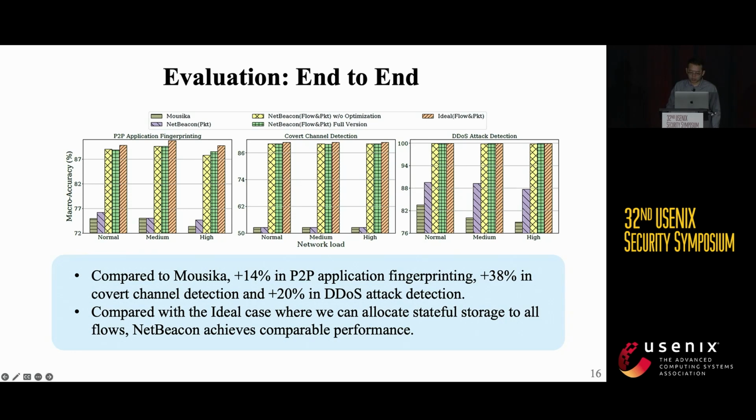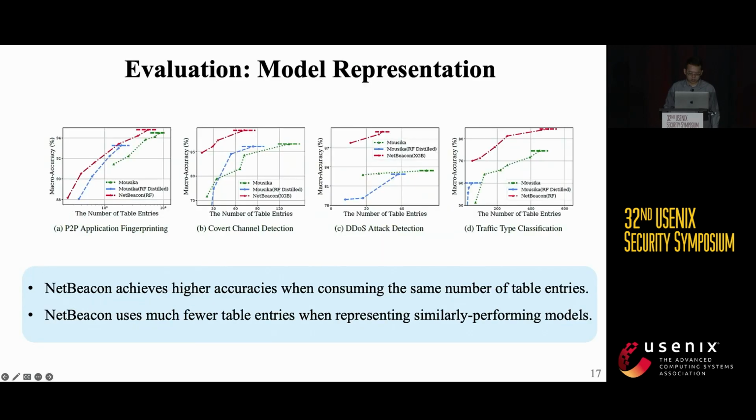In the experiments, compared to Mosaic, NetBeacon has a significant accuracy improvement: 15% in P2P application fingerprinting, 38% in covert channel detection, and 20% in DDoS attack detection. Compared with the ideal case, where we can allocate stateful storage to all flows, NetBeacon achieves comparable performance.